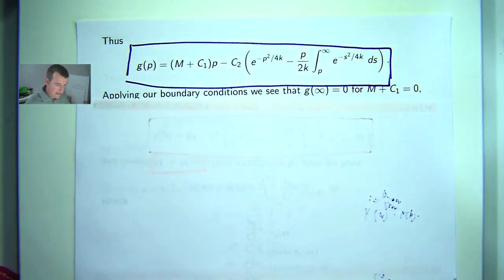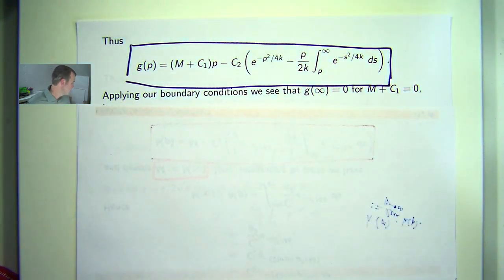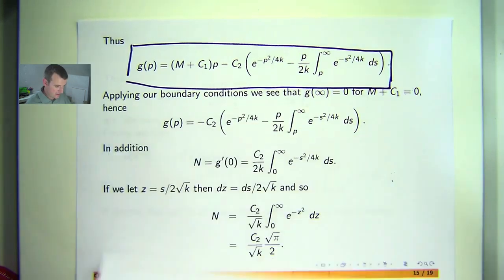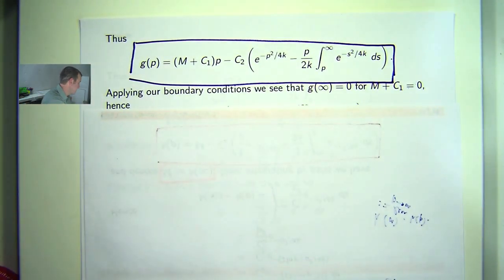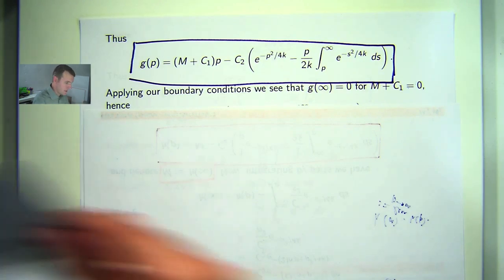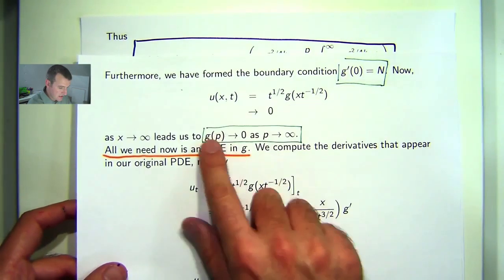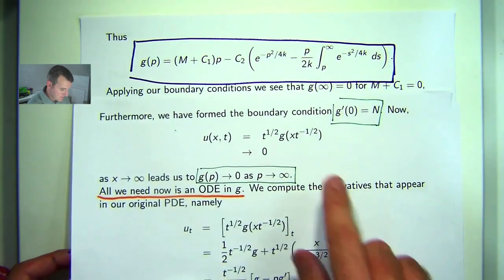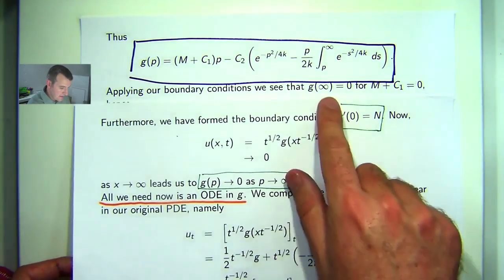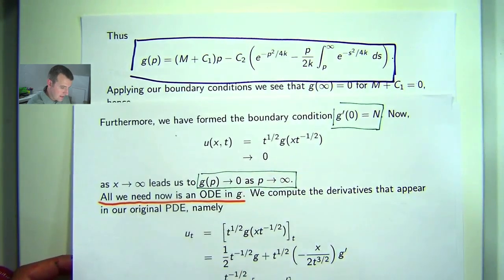Okay, now what is M, what is C1, and what is C2? Well, we can determine them from our boundary conditions. Let me just see if I can pull them out. Here we go. So here's one boundary condition, here's the other boundary condition. Now let's look at this one first. Okay, so this is just this.